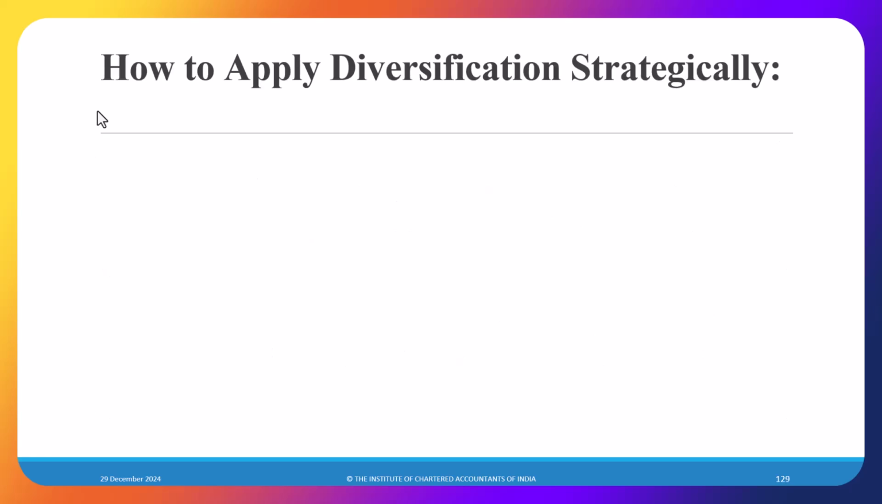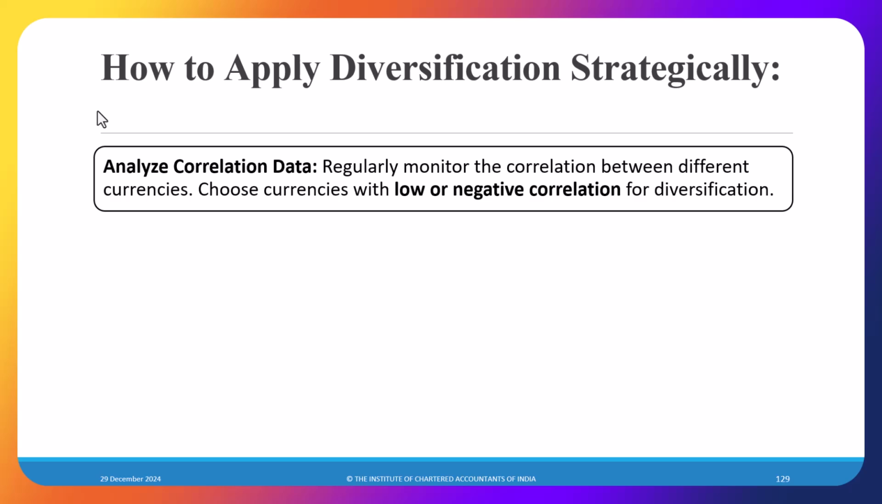Now, how to apply diversification through a strategy? So what is the process? So just understand that. Some students are interested to know that. Analyze the correlation data. First thing, regularly monitor the correlation between different currencies. Choose the currencies with low or negative correlation for diversification. Now, you don't have to actually get all the data to do it yourself. Ask ChatGPT, they will give you the Excel sheet, give you all the calculations, and you know for all the currency pairs, what the correlation is.